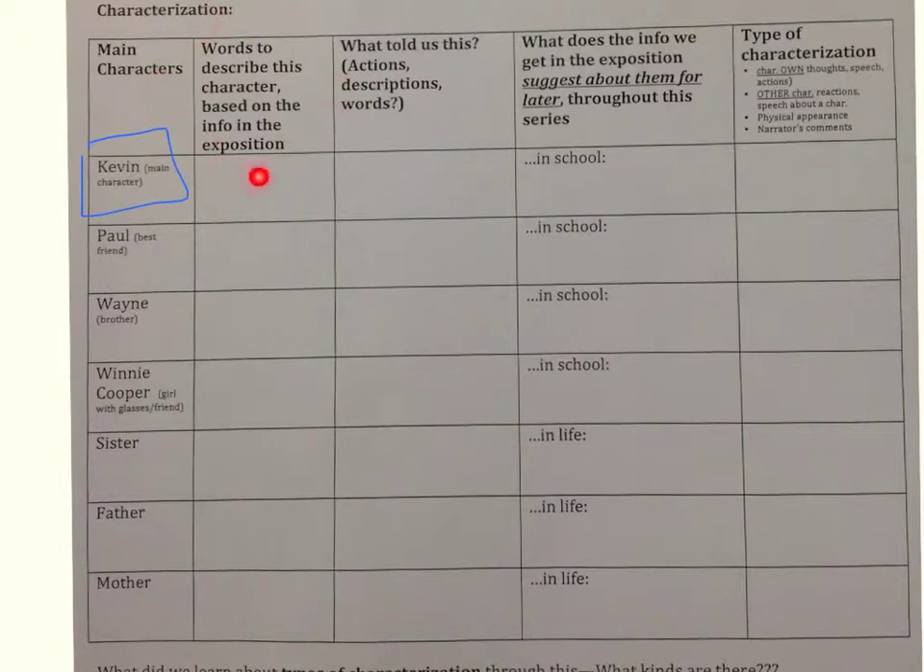And it tells us right here that we're looking at words to describe this character based on the info in the exposition. So in the exposition, we learn a lot about Kevin. And one of the words you might have chosen to describe him is confident. So maybe you chose confident to describe him. And we might look at the next part, which says, what told us this? Actions, descriptions, words.